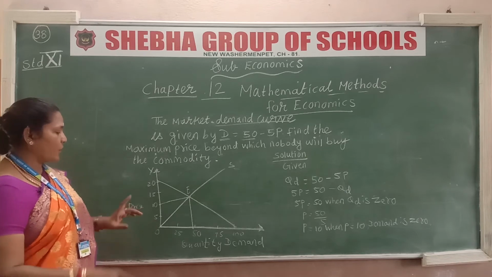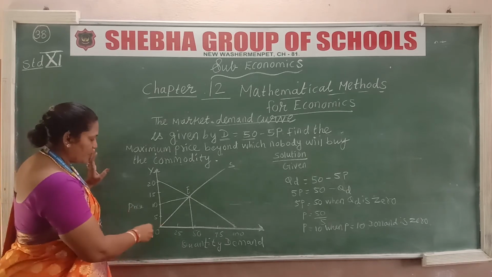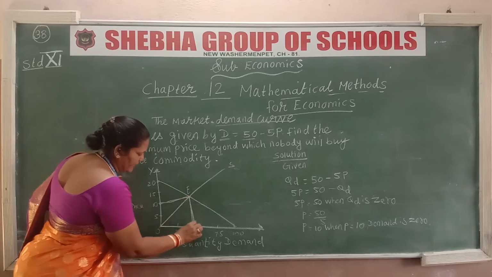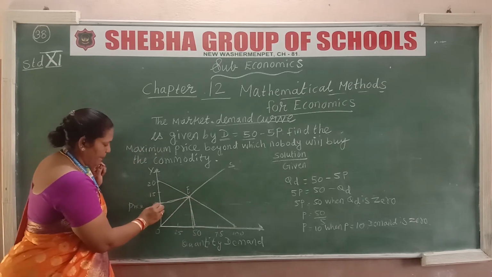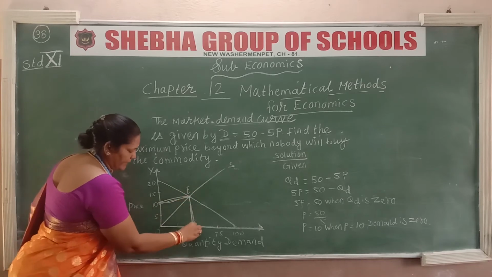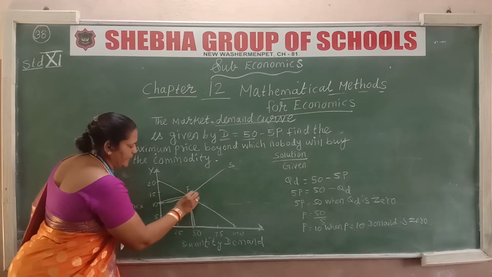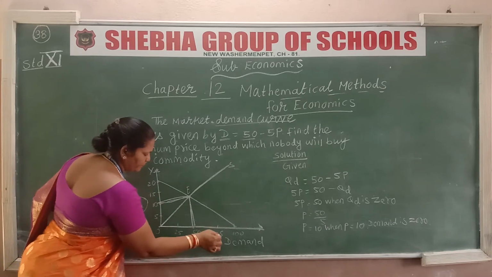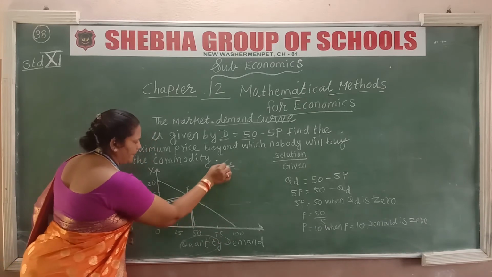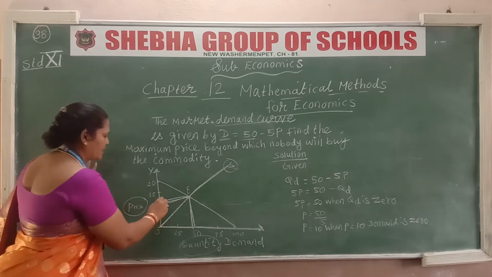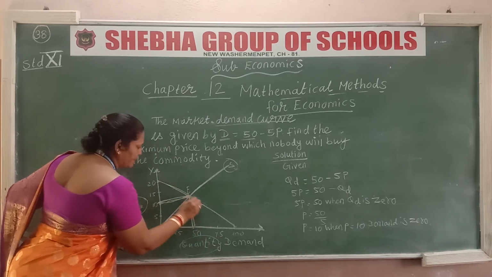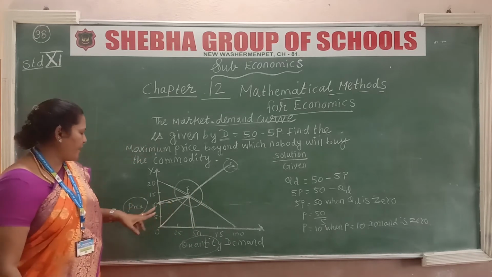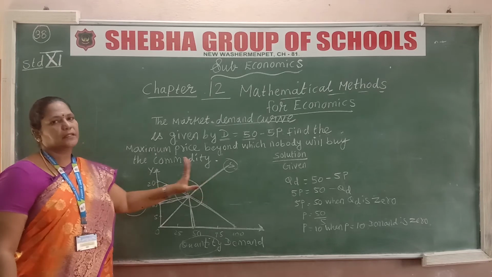Here also you see that the price and the quantity demand are the same, and here the supply is also the same. That means price, quantity and supply are the same. So the three meet at the same point, and this is known as the equilibrium. Clear? Okay. Price, quantity and supply are the same.